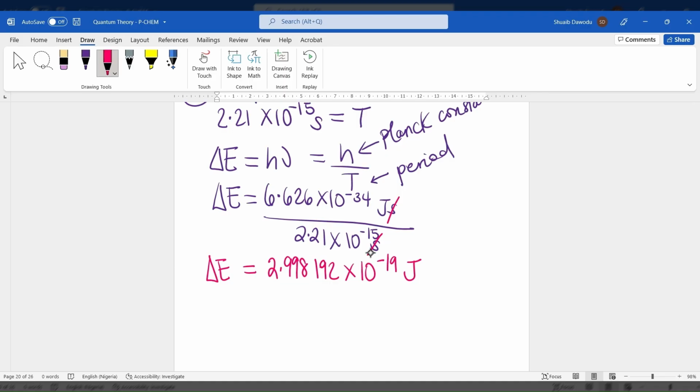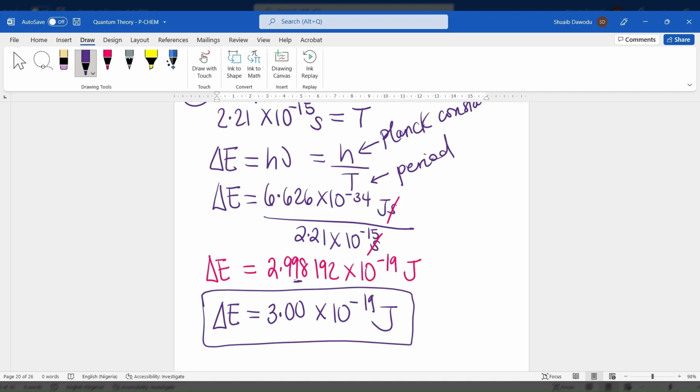We have successfully solved for the energy of quantum with period 2.21 times 10 to the power of negative 15 seconds to be this energy we just solved for. And we already know the proper thing we're supposed to do in chemistry is to put in the proper number of sig figs. And we have a question where we're supposed to put the final answer in three sig figs, right? 2.21 is three sig figs, so the final answer has to be in three sig figs. So change in E ends up becoming 3.00 times 10 raised to the power of negative 19 joules. So this is basically the answer to this question.